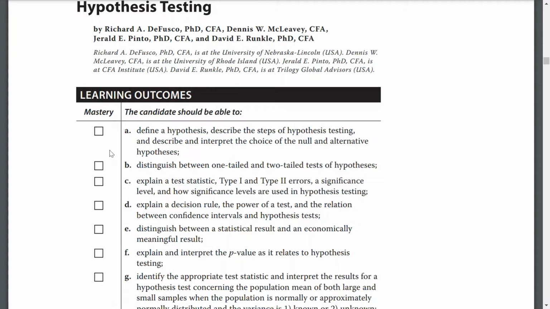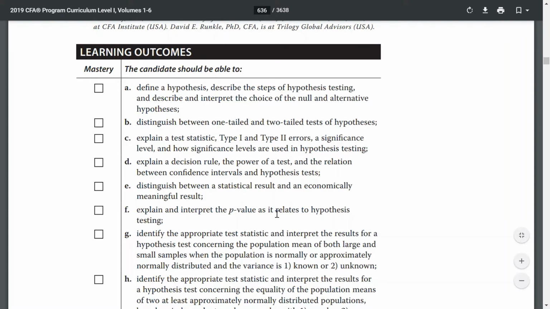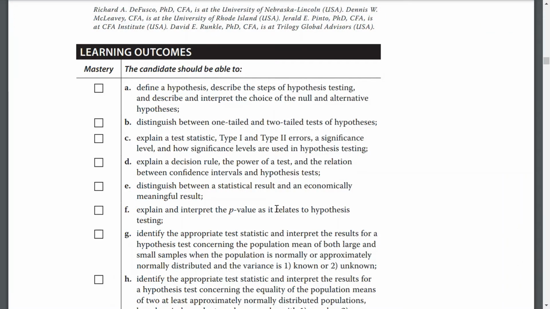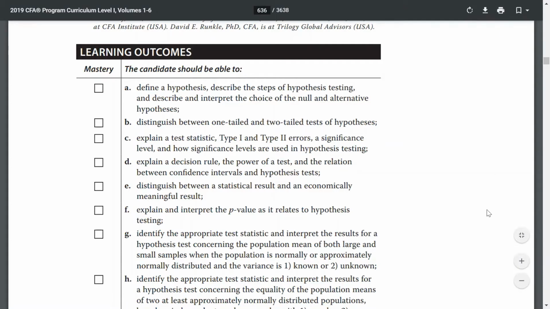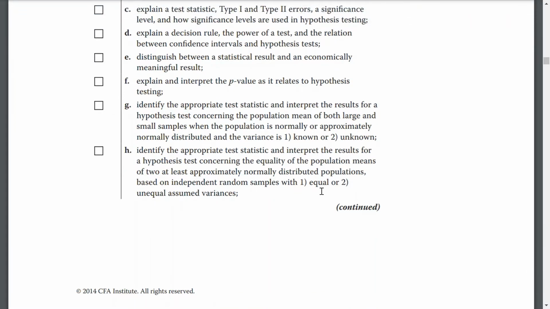explain a decision rule or power of a test, and the relationship between confidence intervals and hypothesis testing, distinguish between a statistical result and an economically meaningful result, explain and interpret the p-value as it's relative to hypothesis testing, identify the appropriate test statistics and interpret the results for hypothesis tests concerning the population mean of both large and small samples, when the population is normally or approximately normally distributed and the variance is 1 known or 2 unknown.